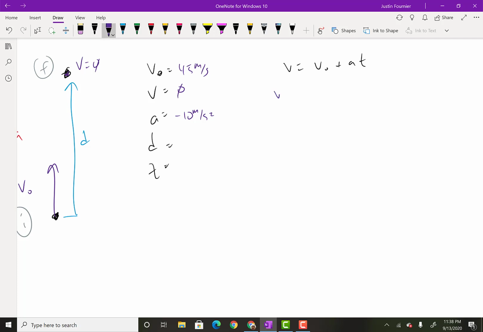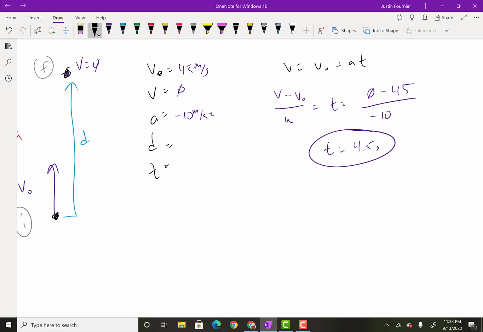Trying to find the time, so it's going to be the final velocity minus the initial velocity divided by the acceleration is equal to the time. So the final velocity is going to be 0 minus the initial velocity, which is 45 meters per second, divided by the acceleration, which is negative 10. So that means that the time is going to be about 4.5 seconds. Again, they might have used 9.8, which is okay.